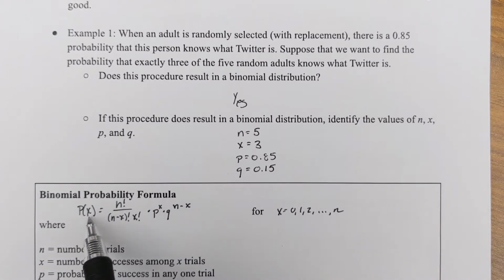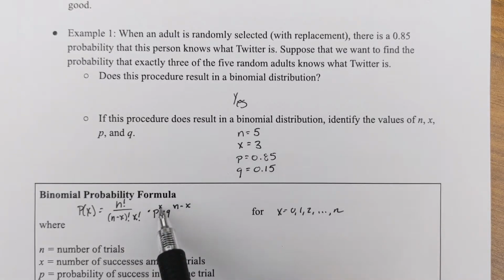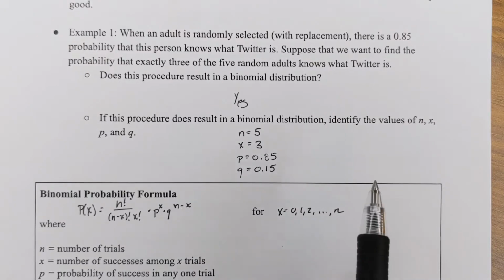Down here is the binomial probability formula. The probability of getting however many you're looking for is n factorial divided by n minus x factorial times x factorial. This is a combination right here. P to the x is the likelihood of success raised to the number of successes that you need. Q to the n minus x is the likelihood of failure raised to the remainder of the items. For this example, x would be 3, n minus x would be 2. So there's 5 people total. I need 3 successes and 2 failures, for x starting at 0 going up to n.